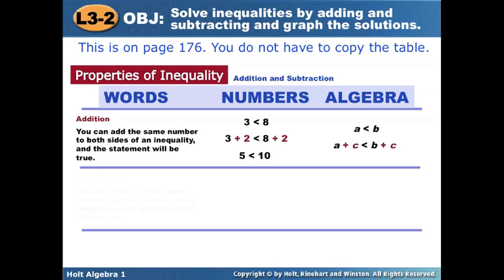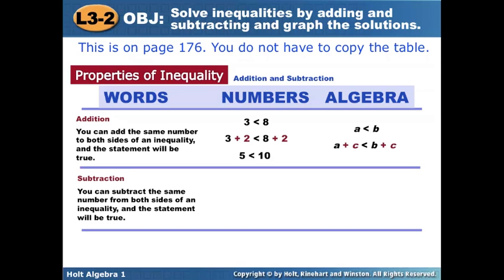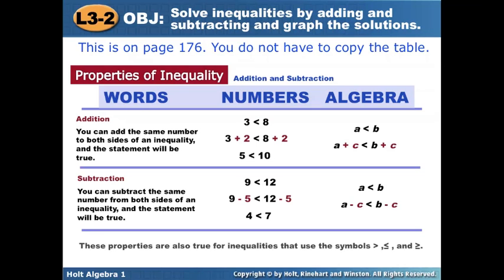The same thing works for subtraction because subtraction is just adding a negative. So we have 9 is less than 12. If we subtract the same number on both sides or add a negative, the statement's still true. 4 is less than 7. Let's practice this in our next examples.